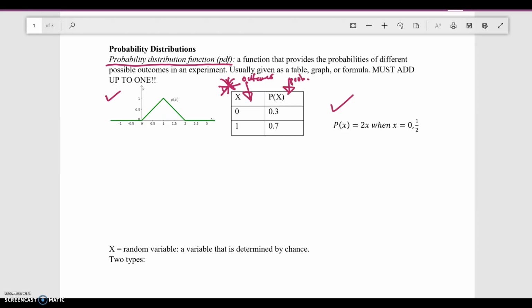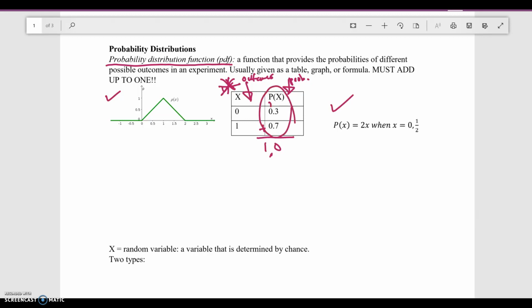Okay, so if I get a 0, I get 0.3. If I get a 1, I get 0.7. And as you can tell, if I add up all these probabilities, I'm gonna get 1.0, which is 1, and that's really what we want. So with a table, you just have to make sure that all of our probabilities add up to 1.